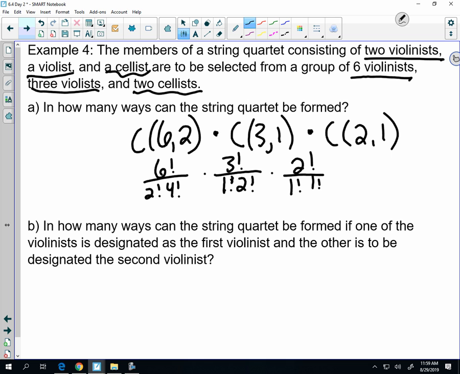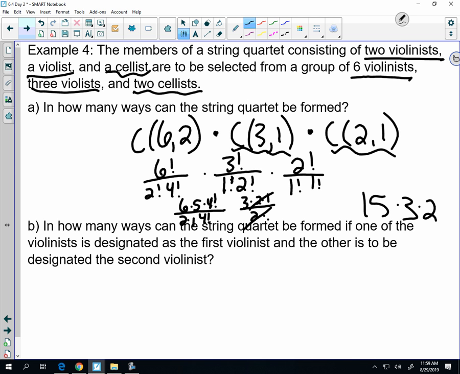So over here, we would get 6 times 5 times 4 factorial, which is going to cancel out with the 4 factorial, and then times 2 times 1. So 30 divided by 2 is 15. Times, on this one, 3 times 2 times 1 over 2 times 1, so you're just going to get 3. And the same thing on this one, you're just going to get 2. So that's maybe something to think about, but if you like writing it out as a combination, you can. And then what is that? 90, right? 15 times 3 is 45 times 2. There are 90 ways that string quartet could be formed.